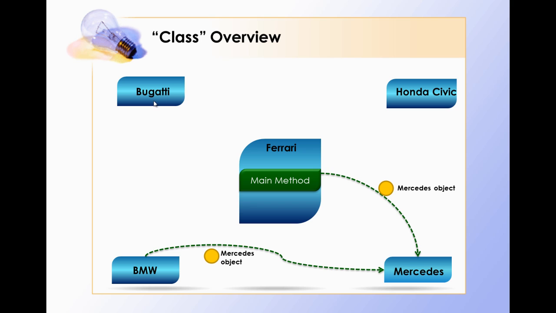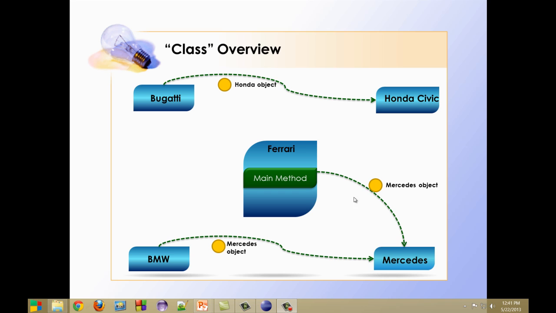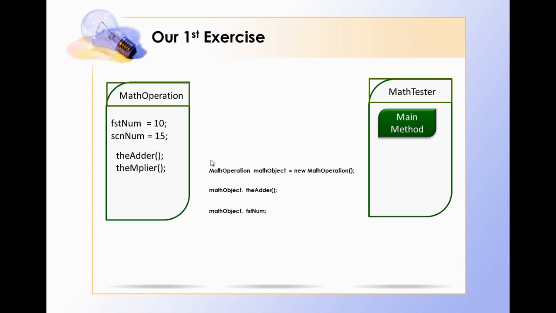If the Bugatti class wants fields and methods from the Honda Civic class, the Bugatti class has to declare some objects right in this class. So I know it sounds a little complicated, but here's what it boils down to when you use an exercise to illustrate how the concepts are applied. It's very easy. So in this exercise, we're going to have a math operation class which has two fields here, first number and second number, and then we'll have two different methods, one which adds these two numbers, and another method which will multiply these two integers.